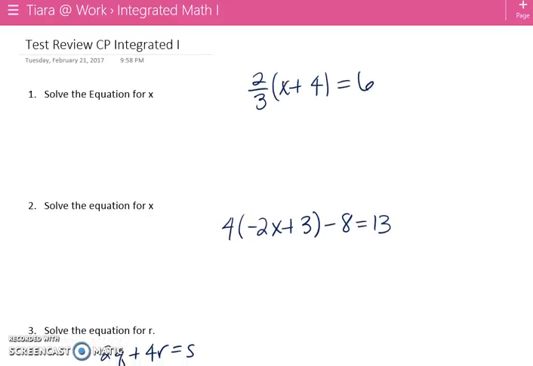In this video, we're going to walk through your Module 4 Solving Equations and Inequalities test. So let's begin. Question number 1, solve the equation for x. I'm going to use the distributive property and multiply. So I'll get 2/3 x plus, now I'm multiplying 2/3 by 4.